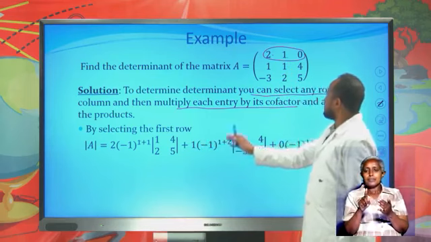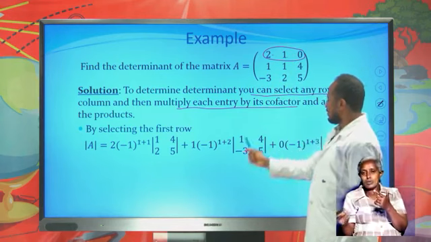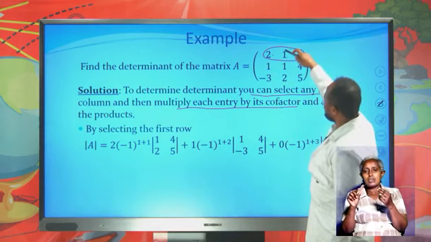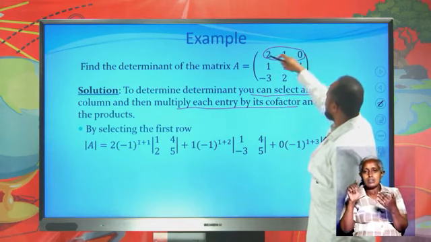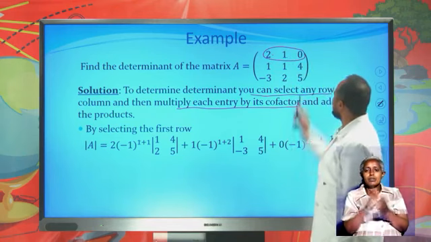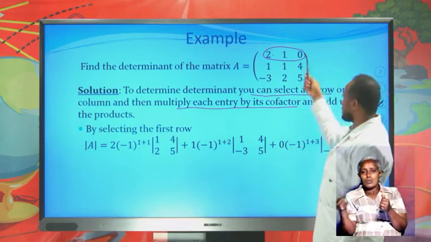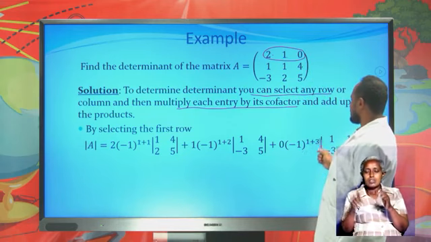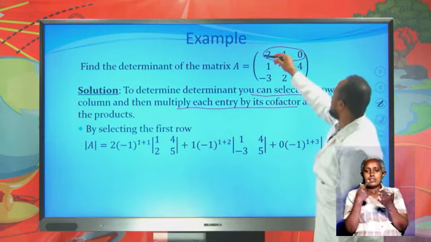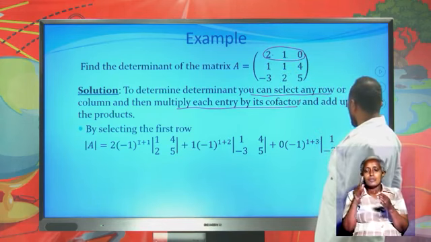Plus 1 times the cofactor of 1, which is found in the first row and second column. So negative 1 to the power of 1 plus 2 times its minor. For the minor, simply delete the row and column and you get 1, negative 3, 4, 5. Plus 0 times the cofactor of 0, which is found in the first row and third column. So negative 1 to the power of 1 plus 3 times its minor. Deleting this column and row, you'll have 1, negative 3, 1, 2.